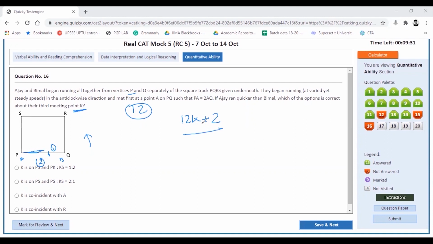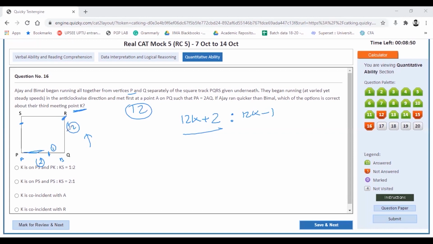In the similar time Bimal travels a distance of 12k minus 1. All right, they are meeting here. Now we want the second meeting point after this one. And now we are very comfortable with the property that the meeting points are always symmetric. So this is one meeting point. The total length is 12, so another would be 4 points ahead, and similarly one meeting point would be here. Now we are just not sure whether this is the correct meeting point or not.